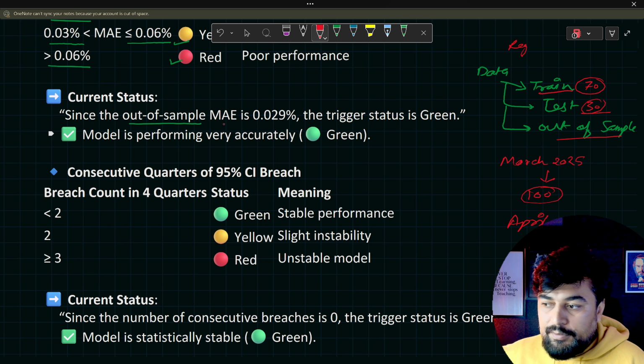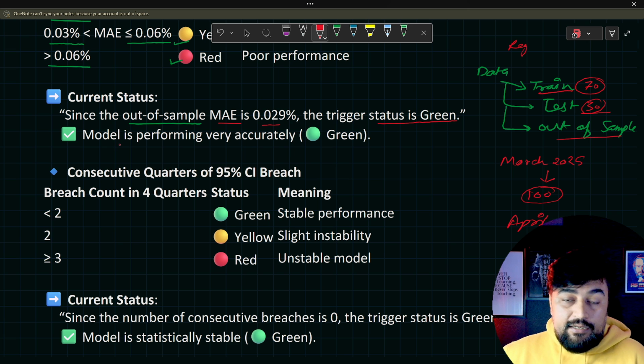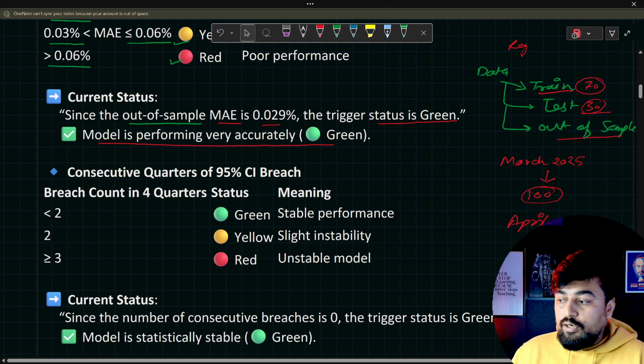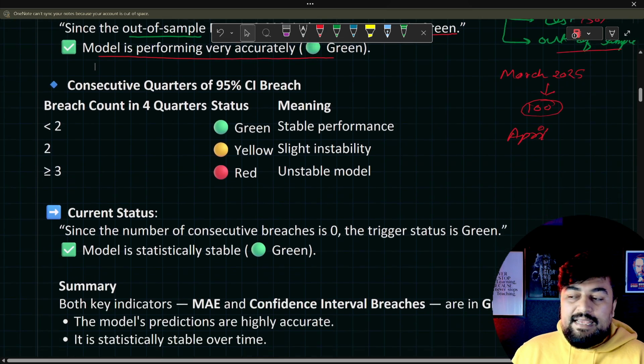Since the out of sample MAE is 0.029%, the trigger status seems to be green. That means that model performance is very accurate. So you can tell your stakeholder, your client, that model performance is green in this case.